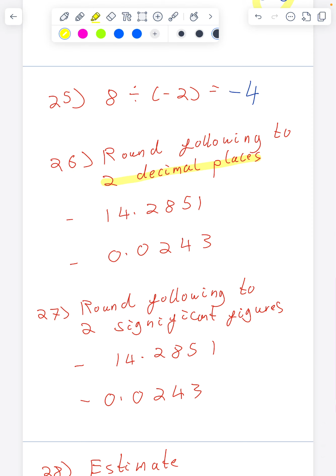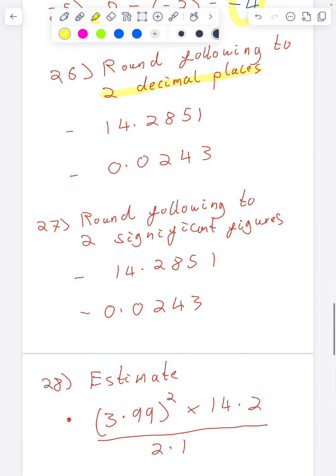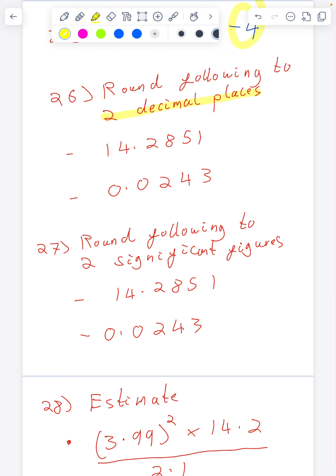Good, good, good. Now a bit of rounding. So question 26 is saying round the following numbers to 2 decimal places. Now your decimal places are your numbers that come after the points. So that would be your first, I'm going to call it DP for decimal place, your first DP, your second DP, your third DP, your fourth DP. Over here, there's your decimal points. So that's your first DP, your second DP, your third DP.